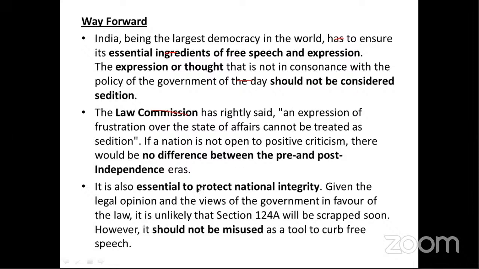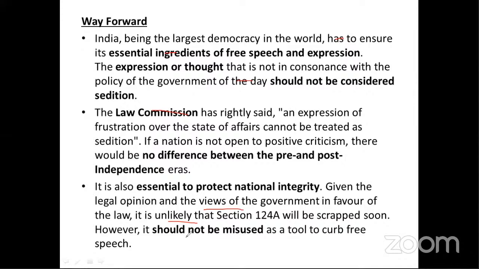It is also essential to protect national integrity. Given the legal opinion and the views of the government in favor of the law, it is unlikely that Section 124A will be scrapped soon. However, it should not be misused as a tool to curb free speech. So we have to protect our national integrity. It would not be a good decision to scrap Section 124A. It should be used, but not misused to curb free speech. That should be the main thing here.